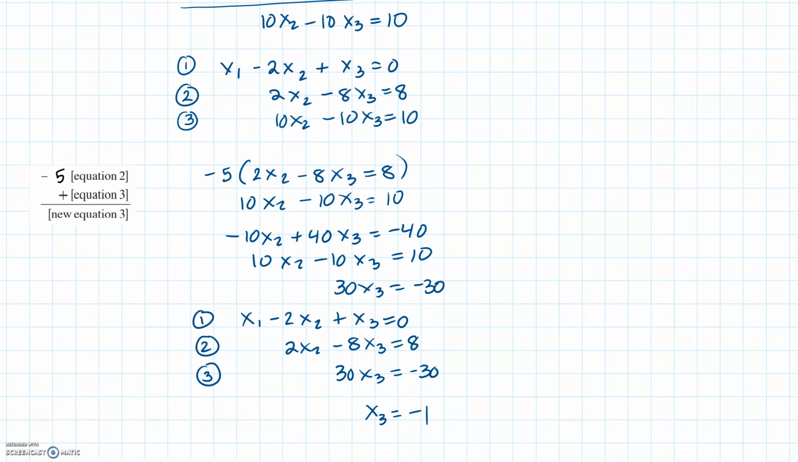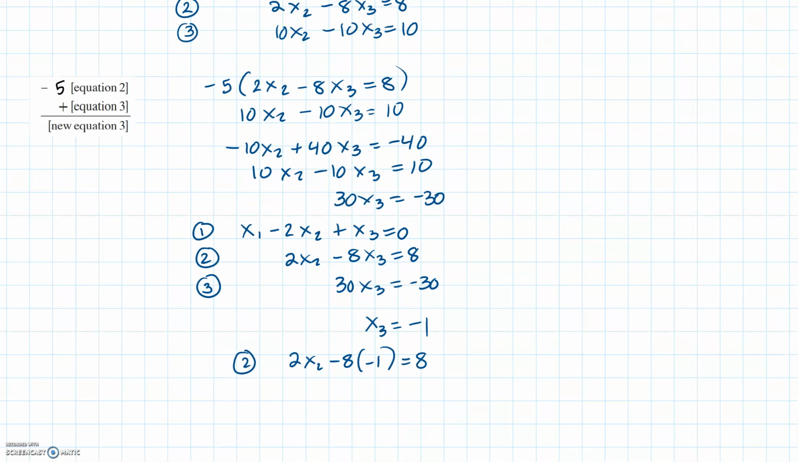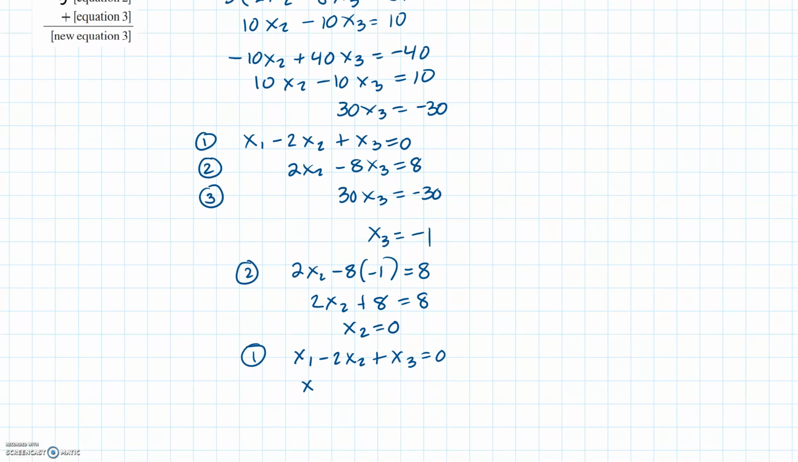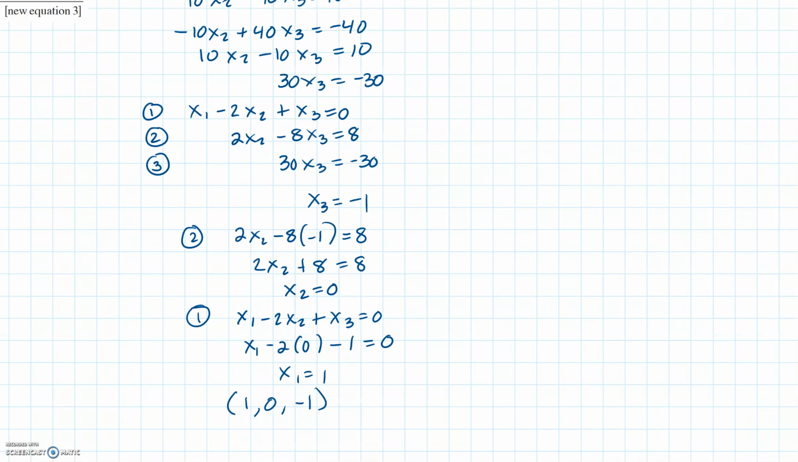So if I plug -1 into x3 in the second equation, you can see that x2 would be 0, because we would have plus 8. So you subtract 8 from both sides, divide by 2, and x2 would be 0. And finally, I can put both of those into the first equation to find x1. So here's the first equation, and I will put in a 0 for x2 and a -1 for x3, and you can see x1 would be 1. And so we have the ordered triplet 1, 0, and -1.